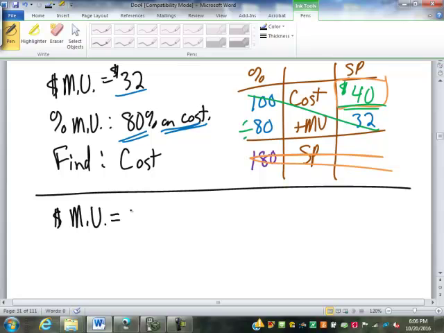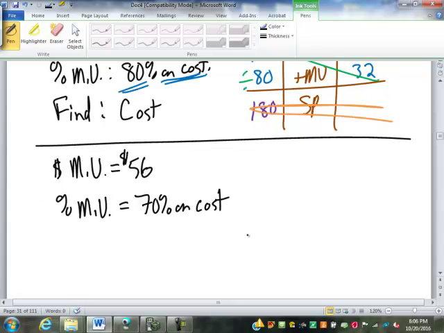So my dollar markup is $56. My percent markup, 70% on cost. I'm going to ask you to find selling price. Try that one in your notes quick. See what you come up with.